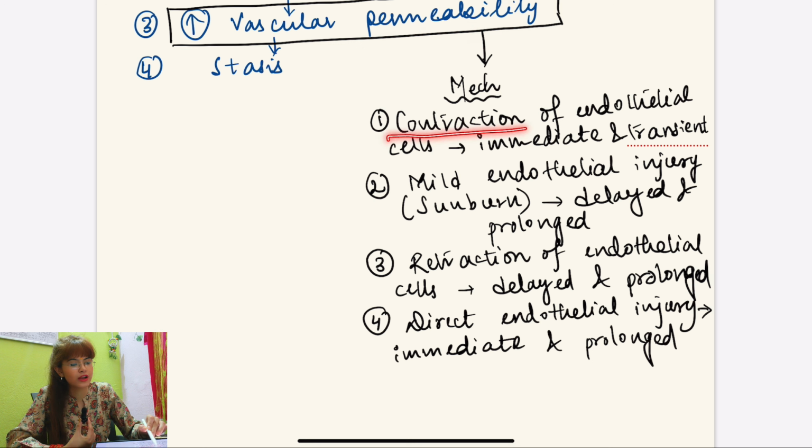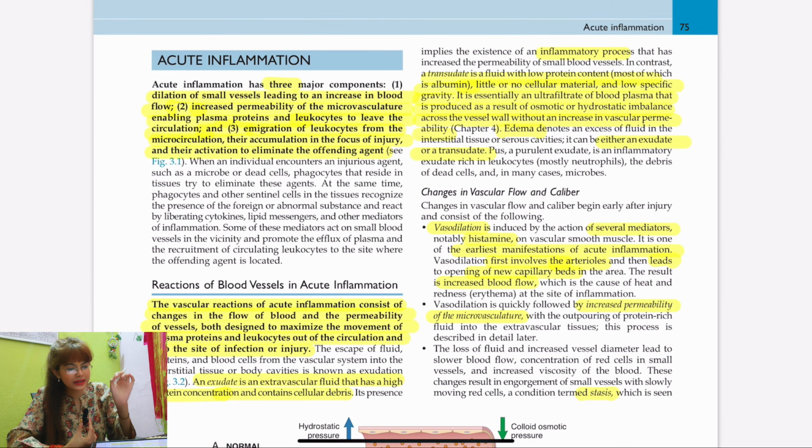Number one, there's contraction of the endothelial cells, which is immediate and transient. There's mild endothelial injury, for example the sunburn, where the response is delayed and prolonged. Retraction of the endothelial cells, where the response is delayed and prolonged. And direct endothelial cell injury, where the response is immediate and prolonged. So you can see these words are different in different mechanisms, so these are important points. I will talk about these in detail now.